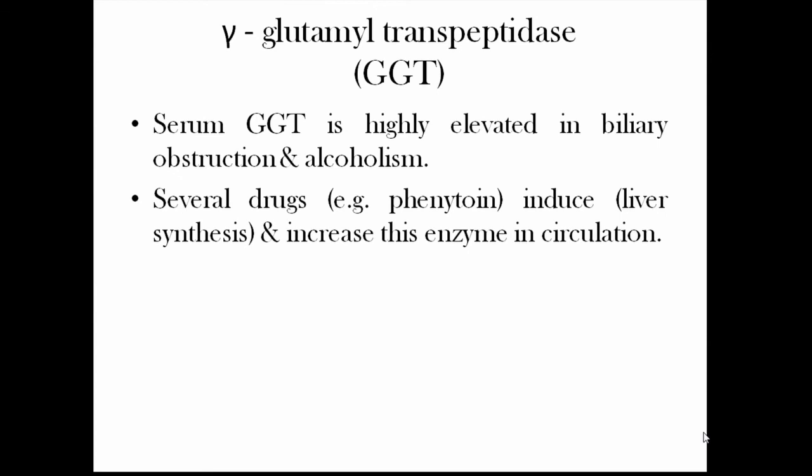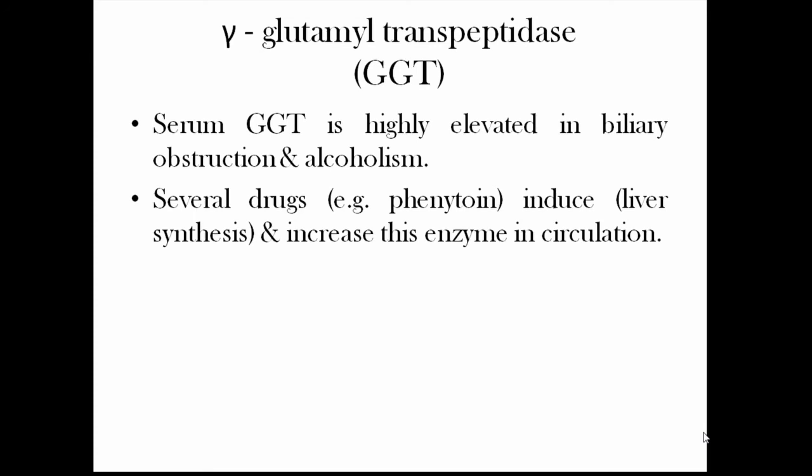So serum gamma GT is usually elevated in obstructive jaundice. Gamma GT is elevated also in chemical hepatitis or chemically induced liver disease. Gamma GT is the enzyme that is markedly elevated. And the chemical we commonly ingest is alcohol. So in alcoholic hepatitis, gamma GT is elevated.